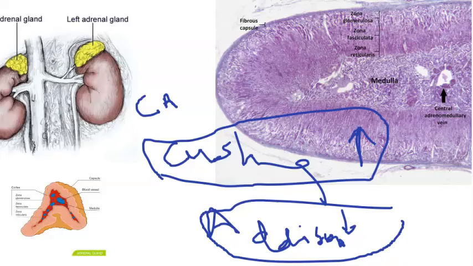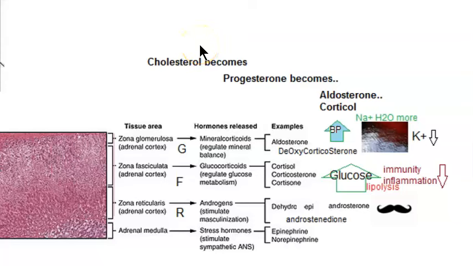Okay, bye-bye. See, the adrenal gland produces adrenaline, correct? Where is that here? Epinephrine. Epinephrine is nothing but adrenaline. It's coming from the adrenal medulla. So the adrenal medulla produces adrenaline and noradrenaline, which are the stress hormones.